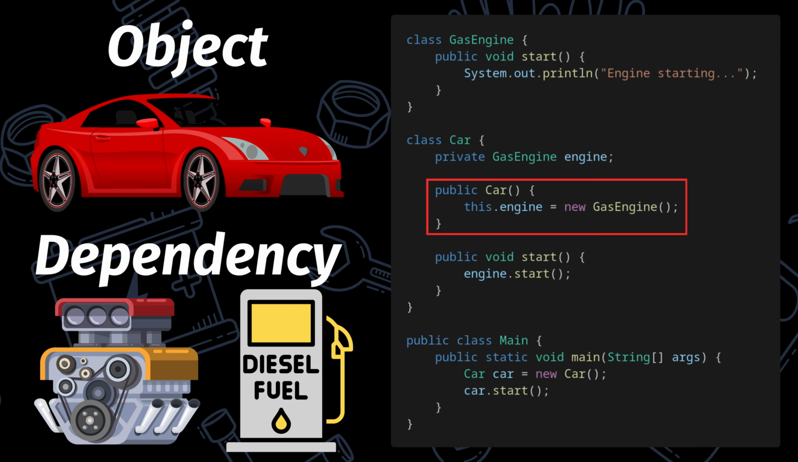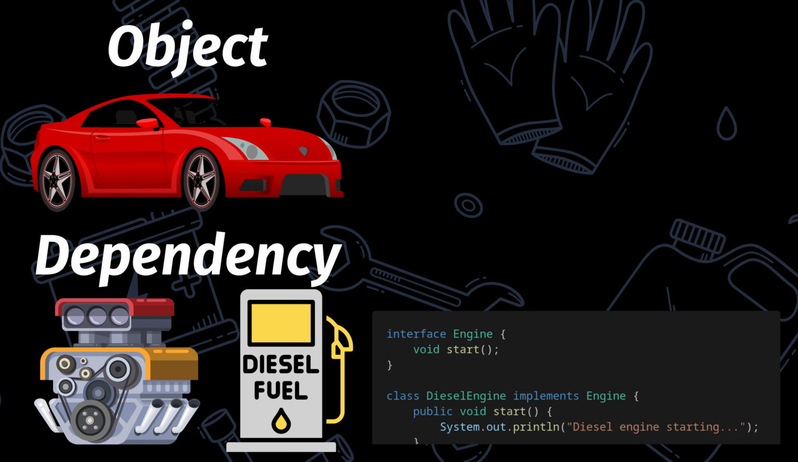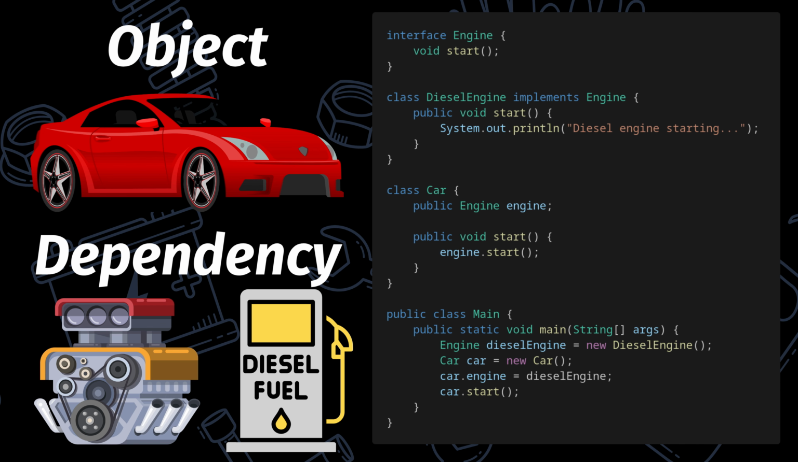Although this is a toy example, you may see that this can quickly lead to dependencies becoming intertwined everywhere throughout the codebase. Instead, what if we perform the creation of the engine outside of the car class entirely? We can define a general engine interface that both the gas and diesel engines can implement. If we decide we want a diesel engine, we can instantiate both the car object and diesel engine object in the main function. We can then assign the car's engine instance variable to be equal to the created diesel object.